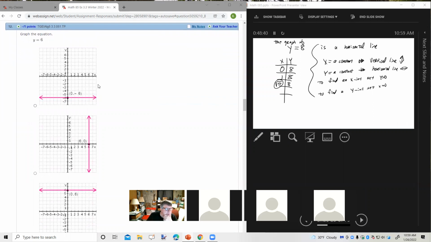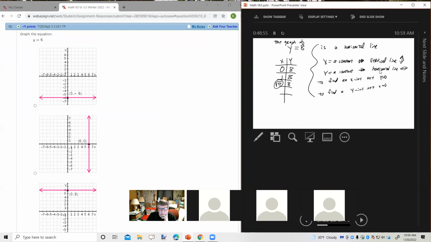Look at this web assignment problem. Graph the equation y equals 6. So is that going to be horizontal or vertical? Vertical. Sorry, I mean horizontal.